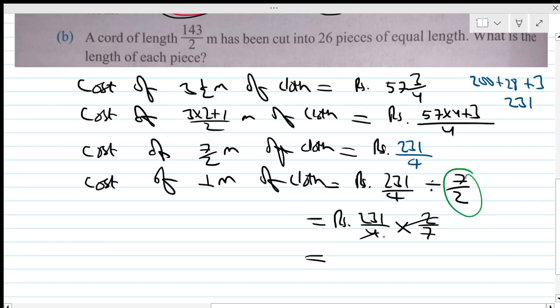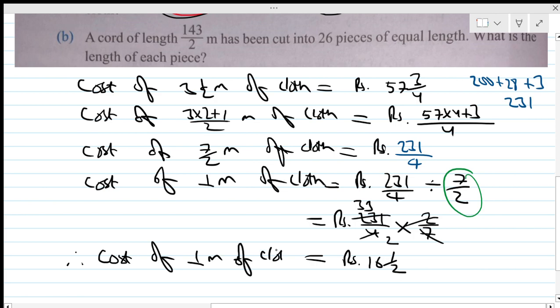By 2, 4 cuts 2 times. And then by 7, 231 is also divisible. 7 times 3 is 21, so 2 remaining, 1 and 21 again. 7 times 3 is 21, so 33. So we get 33 by 2, and dividing, 2 ones are 2, 1 3 is 13, 2 sixes are 12, 1 remaining, so 16 and 1 by 2. Therefore the cost of 1 meter of cloth is equal to 16 and 1 by 2.